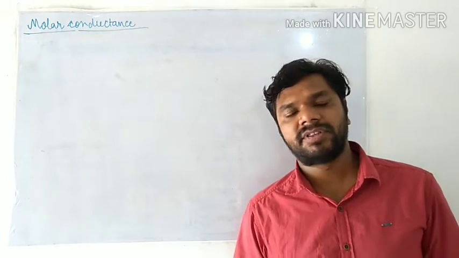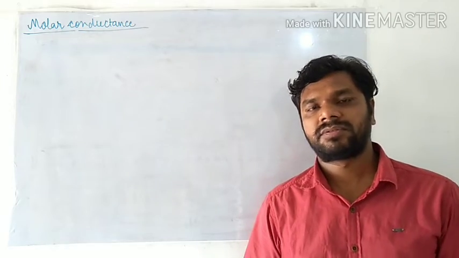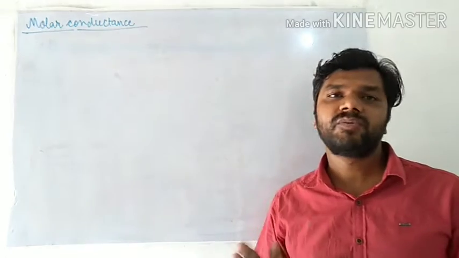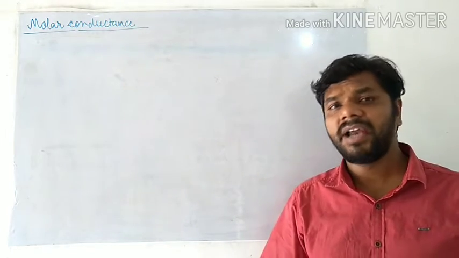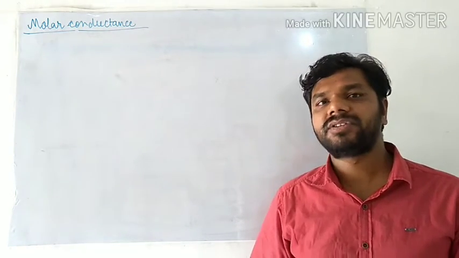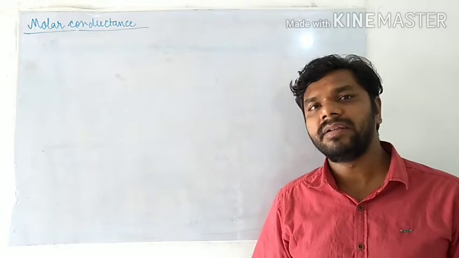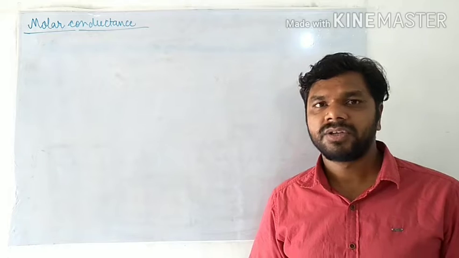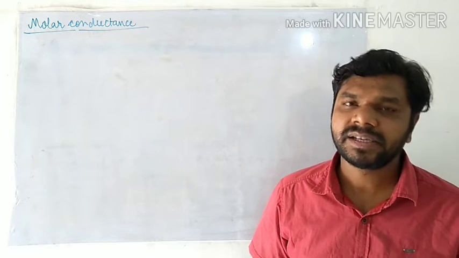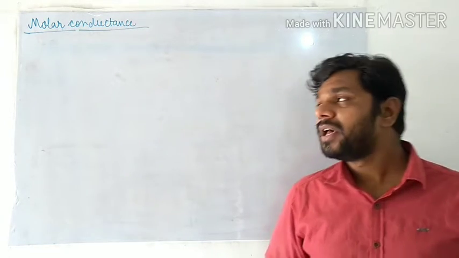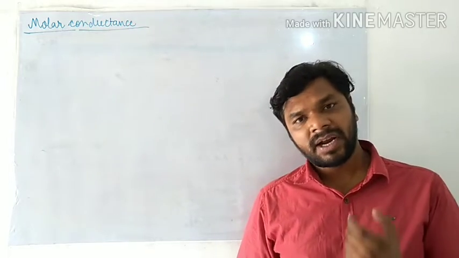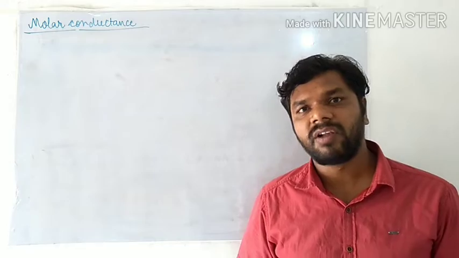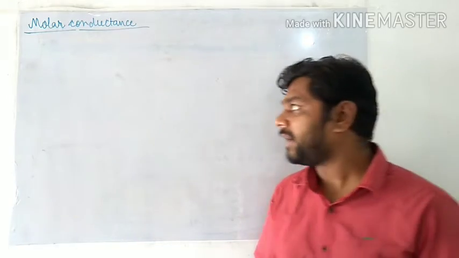So I am here with a new lecture on the chapter electrochemistry, and today's topic is molar conductance. What does molar conductance mean? I told you that the conductance of a solution depends upon the number of ions present in the solution, because ions are the current carriers. So if there are more ions in a solution, it will have high conductance. Molar conductance means the conducting power of all the ions which are obtained by dissolving 1 mole of electrolyte.